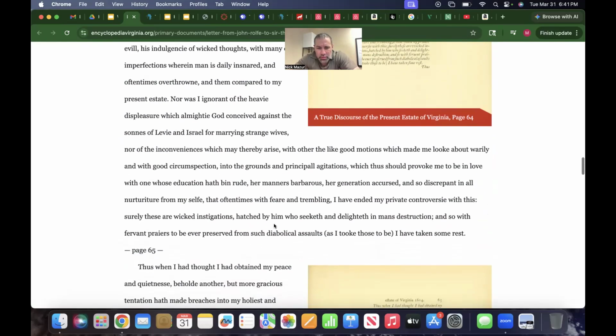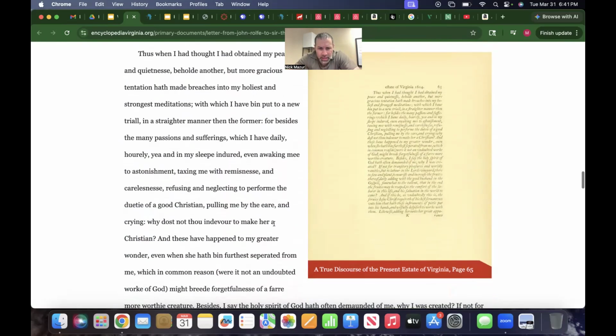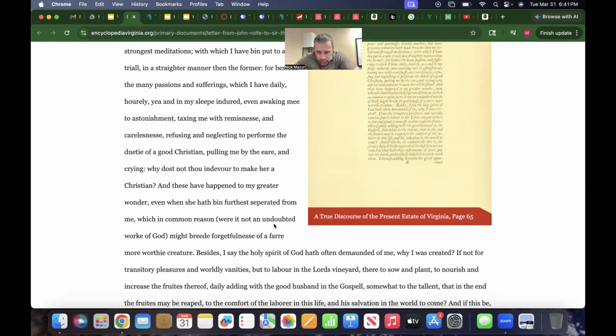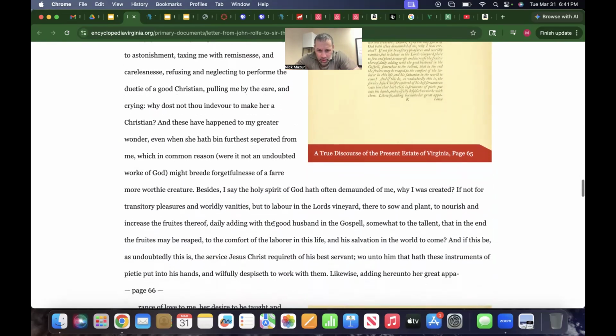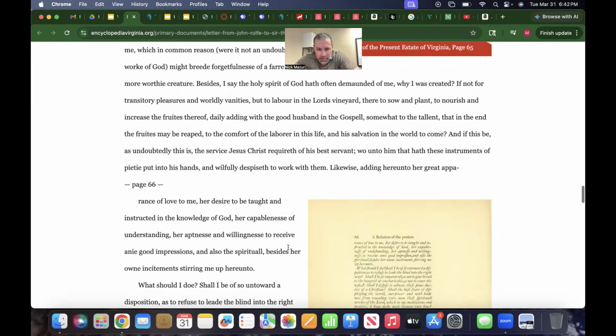But as he goes through this very drawn out letter that he's writing to his friend, he makes it pretty clear that all the things that he's doing is that he is trying to not just be a servant to God, right? He says it right here. He was like, to that end, the fruits may be reaped, the comfort of the labor in this life, and the salvation of the world to come.